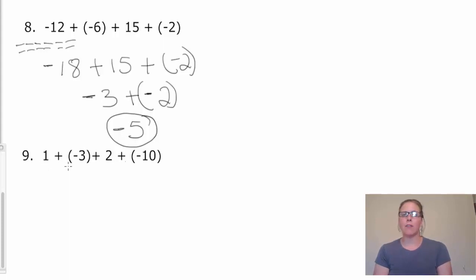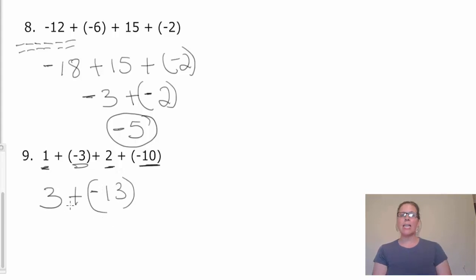Now number 9, why don't we switch it up. It's not necessarily easier, but you don't have to go left to right. You can add the 1 and the 2, because since it's all addition, that's 3. And then you can add the negative 3 and the negative 10 to get plus a negative 13. Now you have 3, so you're at 3 on the number line, and then you go down 13. Or you can think you have $3, but you charge 13. So now you're $10 in debt.